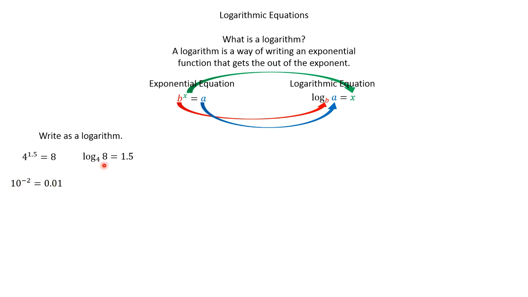Well, the 10 is the base, so that'll go where the 4 is. The negative 2 is the exponent. That'll go over here. And the 0.01 will go right there. So we have log base 10 of 0.01 equals negative 2. The pieces just got rearranged exactly like they did up here.